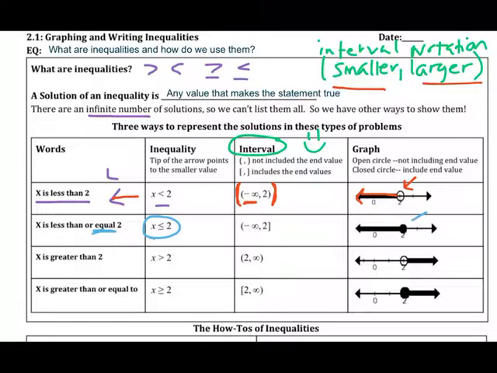The way that looks different in the graph is that the circle is filled in. It could be 2. It could be equal to 2. The way it looks different in interval notation is that you're going to have a square bracket, not a parentheses. So the square bracket means we include that number.